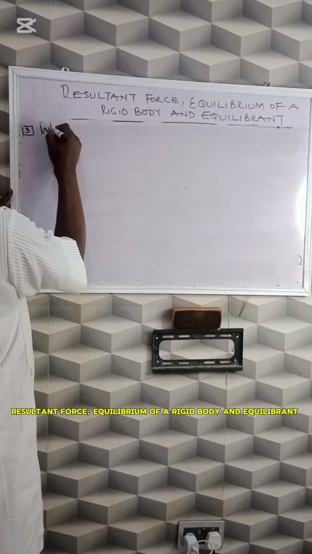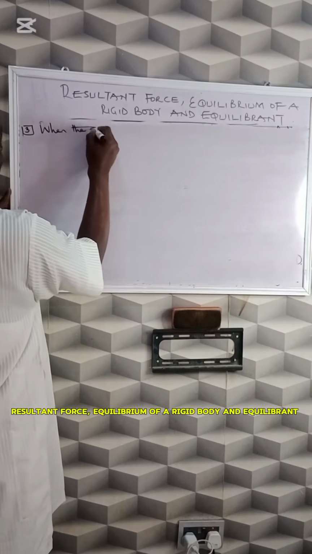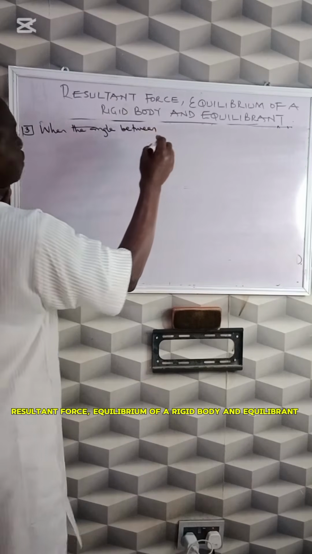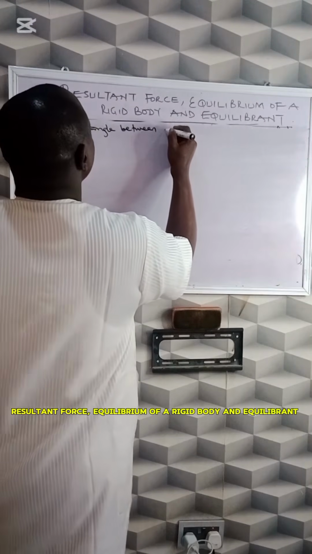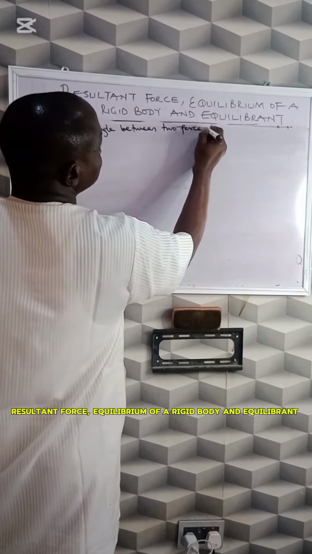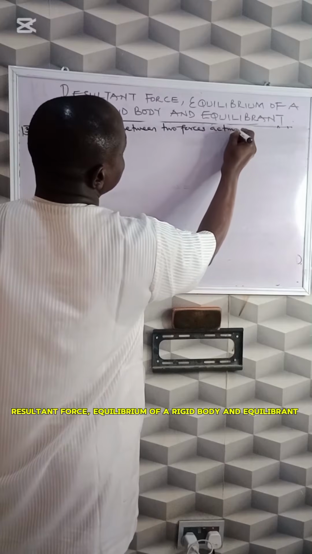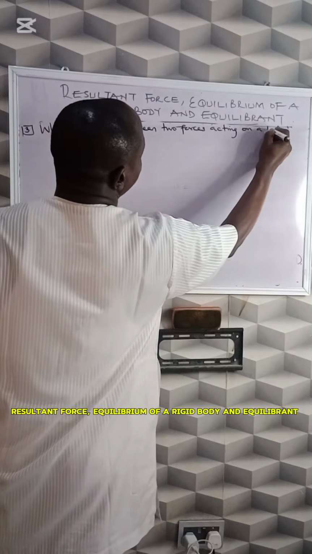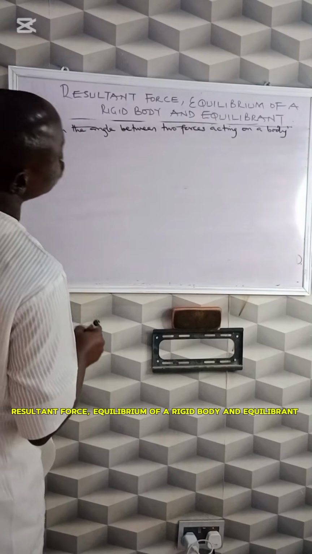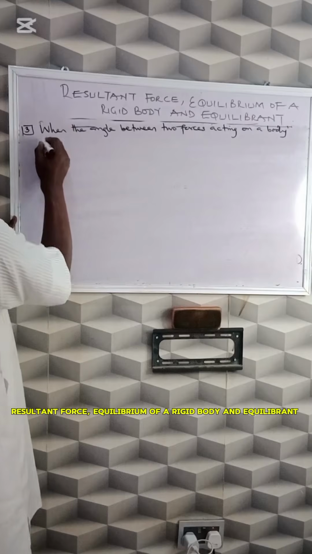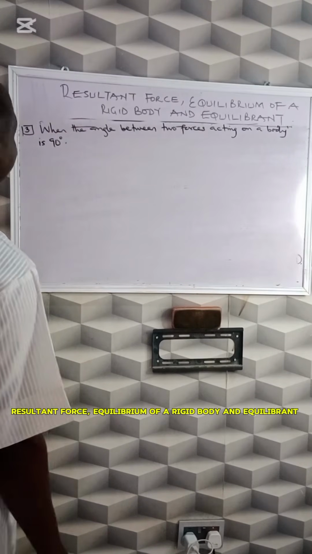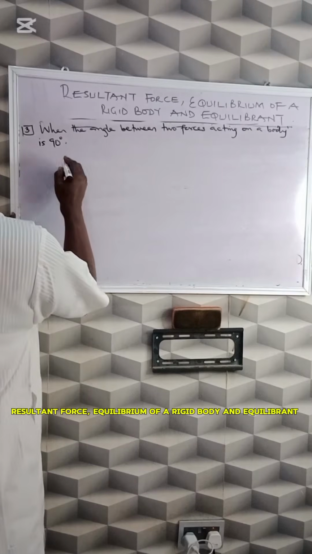3. When the angle between two forces acting on a body is 90 degrees, at right angle to each other.